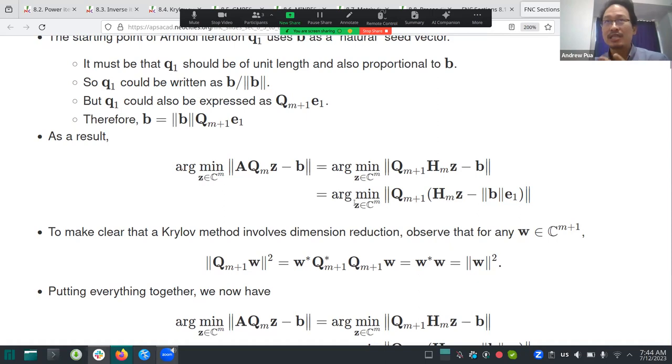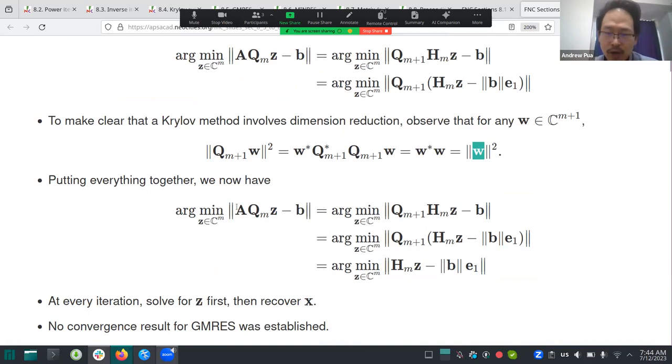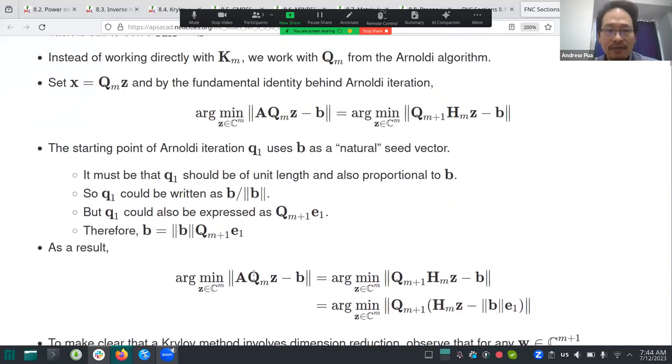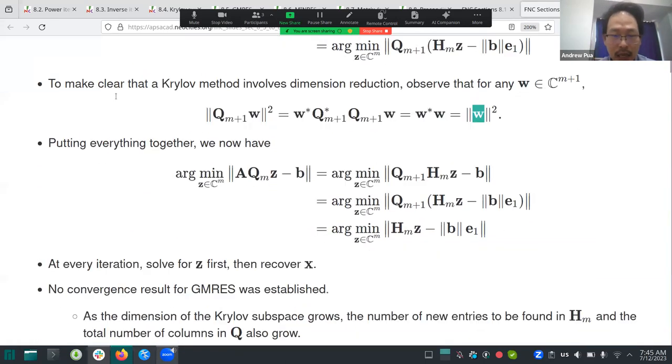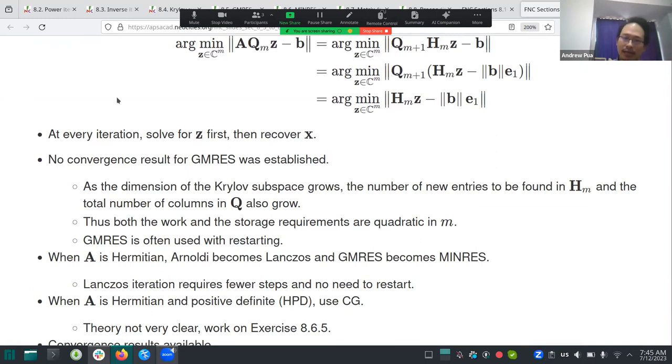So there are two senses in which the dimension reduction is achieved. Instead of solving a system of n linear equations, where you want to find n entries, here you're finding m entries. And instead of working with the norm of a vector that is n by one, you're now working with the norm of a vector that is m plus one by one. You put them all together and it would look something like this. The idea is that you solve for z first and then use what you know about z to recover x. How would you recover x? Well, if x is Q_m times z, you could recover x from here, Q_m times z. That's quite nice, and that's essentially GMRES.